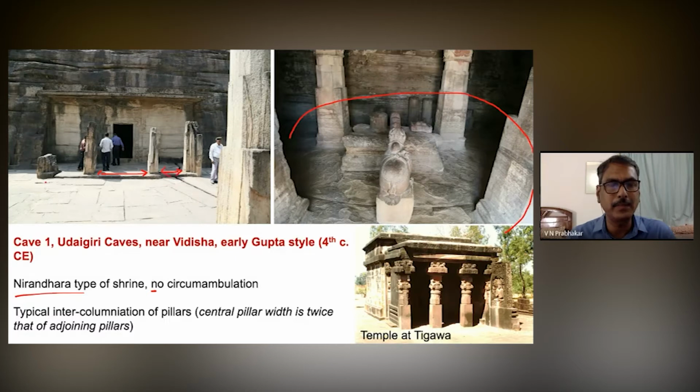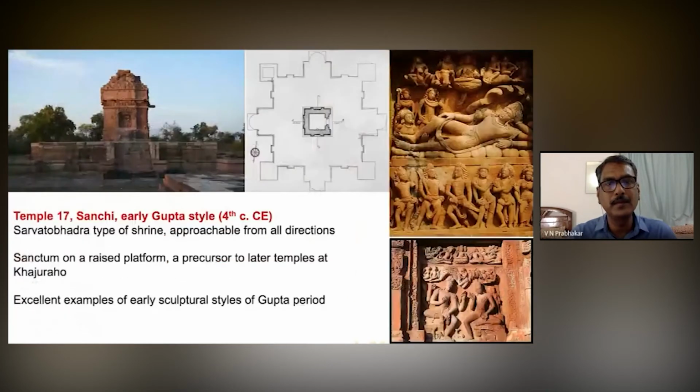So this is the pattern everywhere in a Gupta period temple, and even at the Tigawa temple of the Gupta period, this same principle can be seen. So sorry, this is the Dasavatara temple. I have wrongly written this temple number 17.